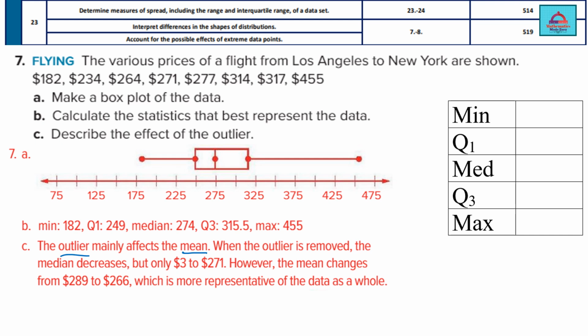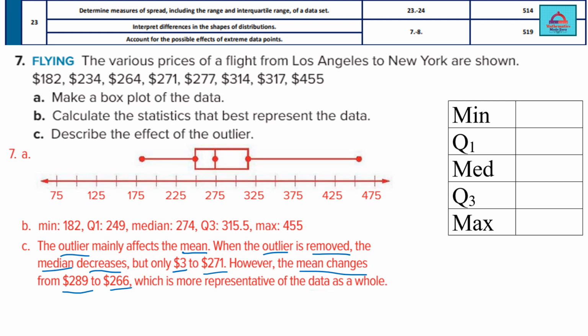And what will be the effect? When the outlier is removed, the median decreases, but it decreases only to $3,270. Okay, so that's the effect on the median. However, the mean changes from $289 to $266. So there is less effect on the mean.